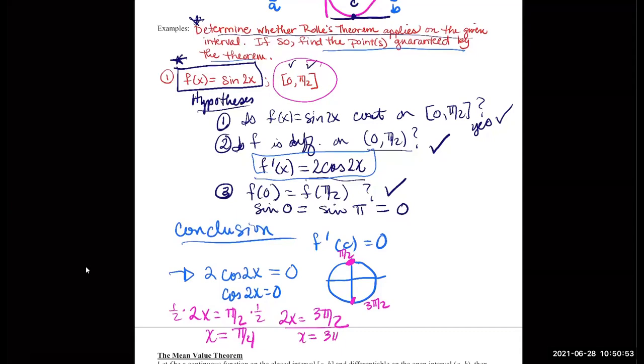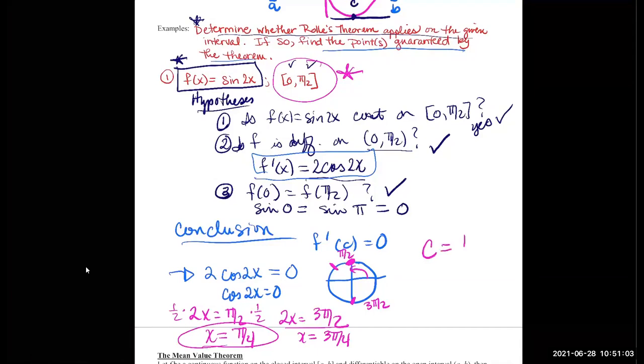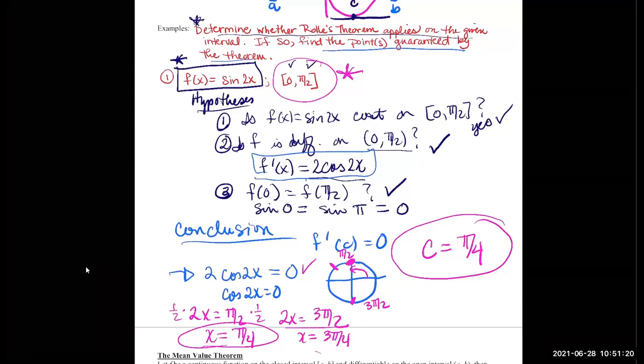And notice as soon as I do that, that I'm out of my interval, because here is pi over 2, 0 to pi over 2, 3 pi over 4 is in quadrant 2. So the only one in our interval is pi over 4. So notice that's the one I called c. It is true that x equals 3 pi over 4 is a solution to this equation, but it's not the solution that's guaranteed by Rolle's theorem. Rolle's theorem says there's at least one solution that's actually inside your interval from 0 to pi over 2.